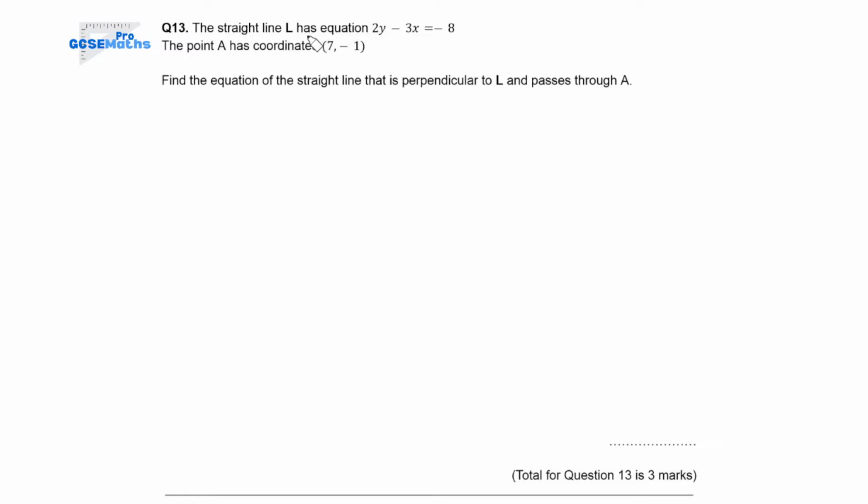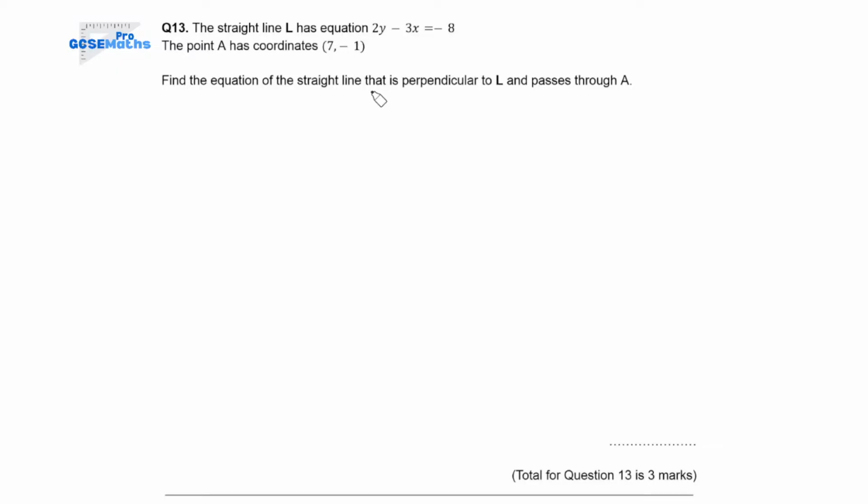So the straight line L has equation 2y minus 3x minus 8. The point A has coordinate 7, minus 1. Find the equation of the straight line that is perpendicular to L and passes through A. So this is a really standard, straightforward question, right? On perpendicular lines. It's kind of the most straightforward you could get, I guess.